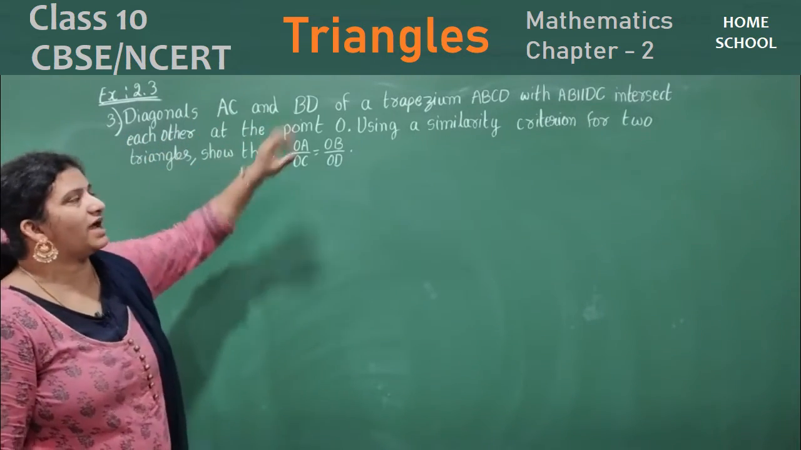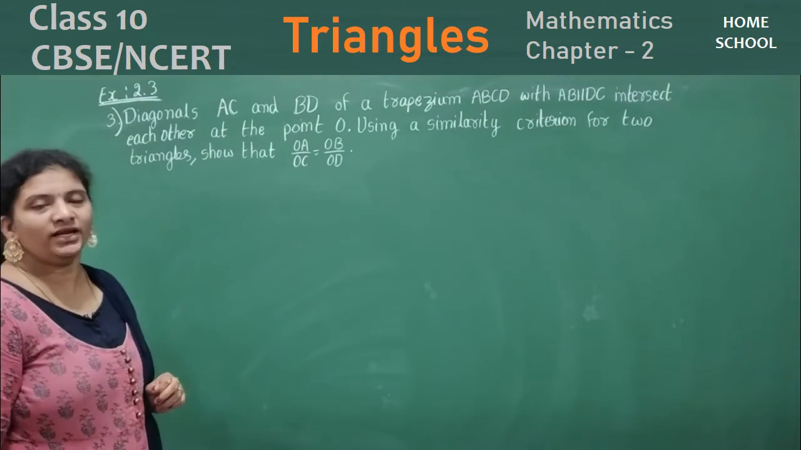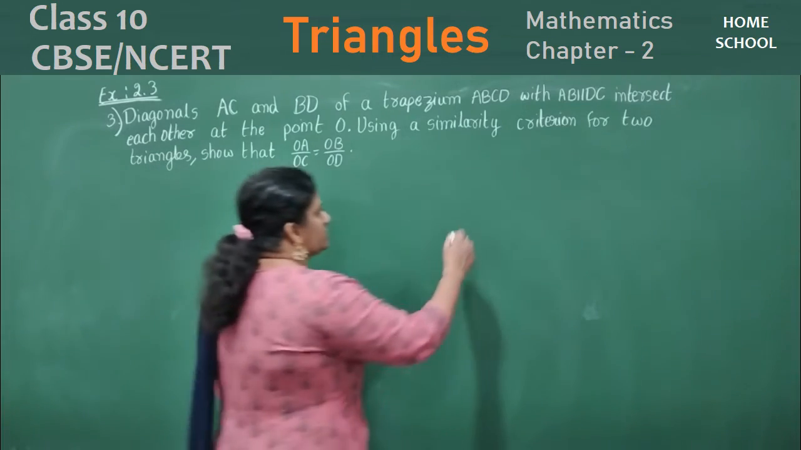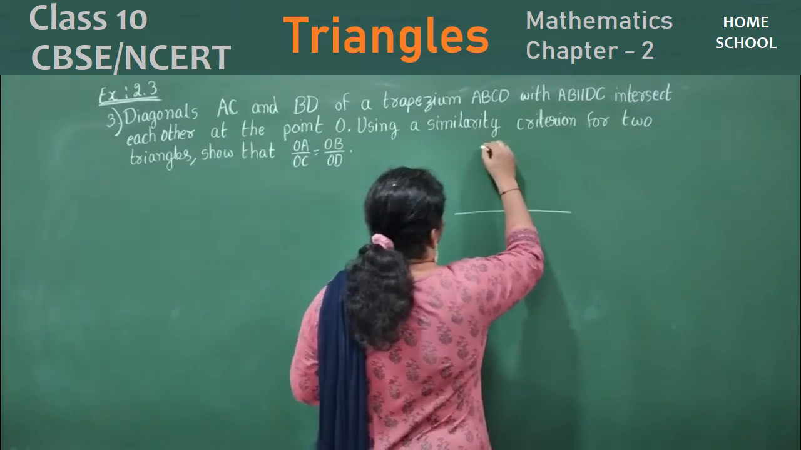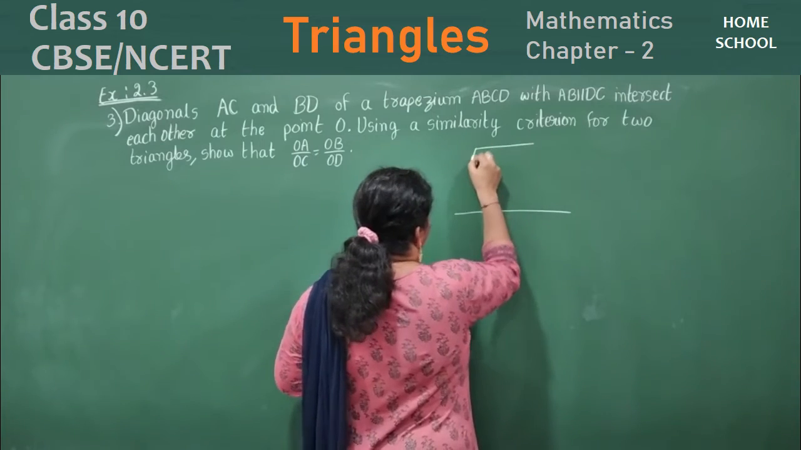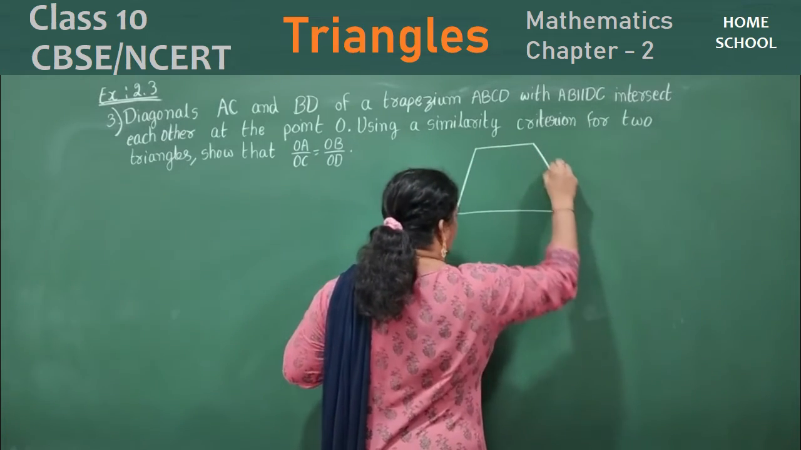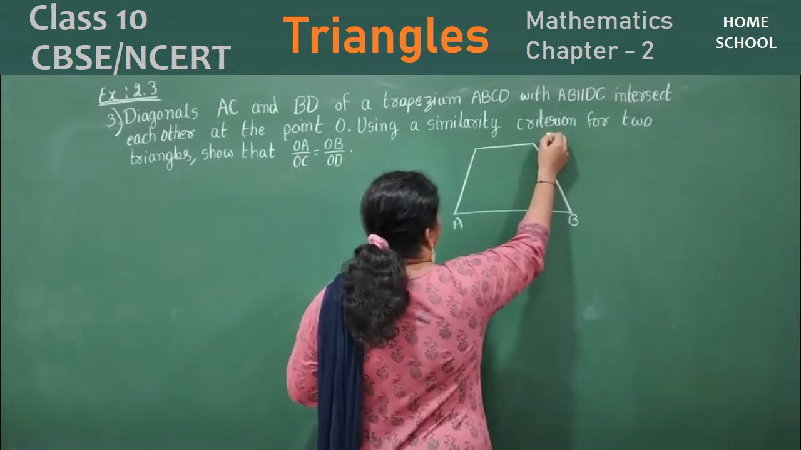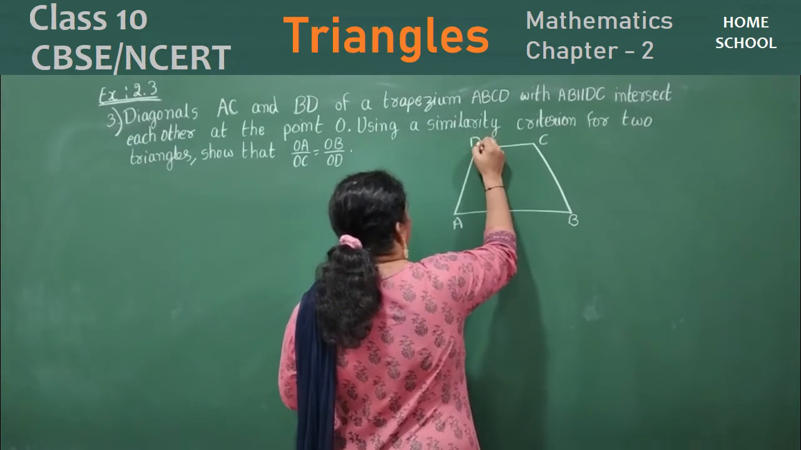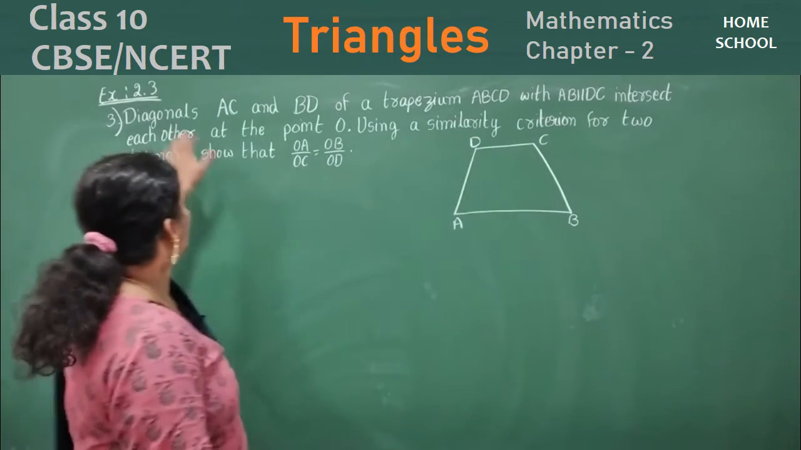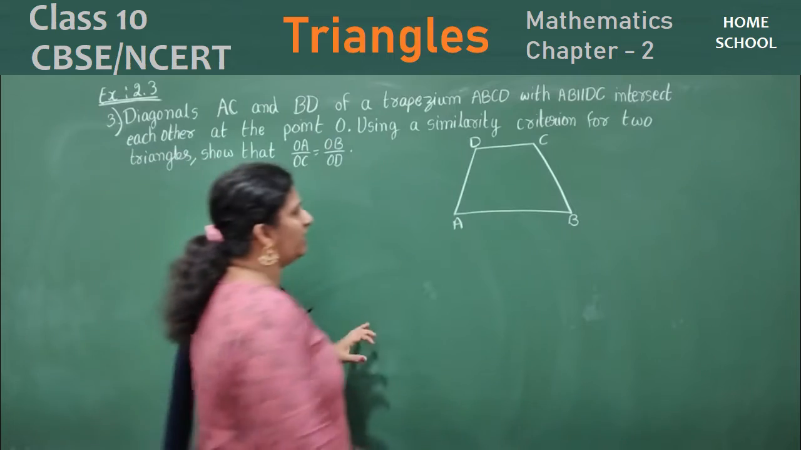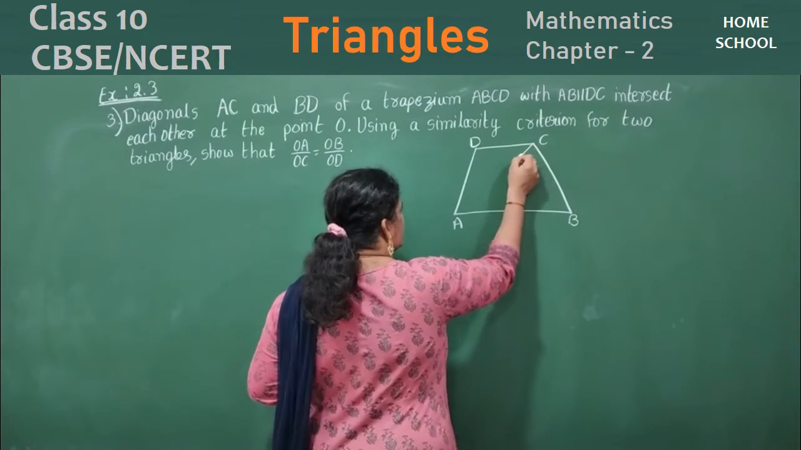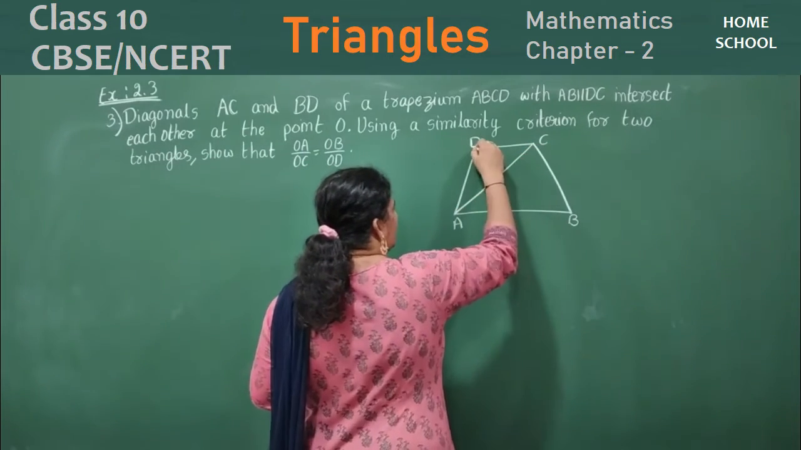Diagonals AC and BD of a trapezium. So let's draw a trapezium here. A, B, C, D. This is a trapezium, right? AC and BD are diagonals. So join these two to form the diagonals.